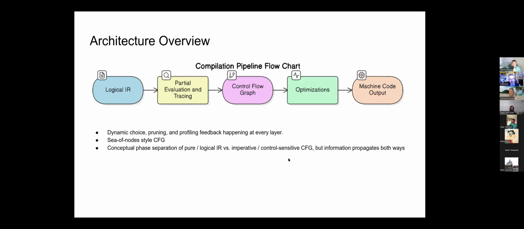So this is the architecture that I came up with. You have the logical IR. Cute little icons too. Yes, I used an AI diagram generator, and it just stuck in the icons by itself. So the flow is you have the logical IR, you have the control flow graph, and then you have the machine code, and then you have these two stages. Wait, I have a question. Isn't Sea of Nodes about not having a control flow graph? Why do you have a Sea of Nodes style CFG?